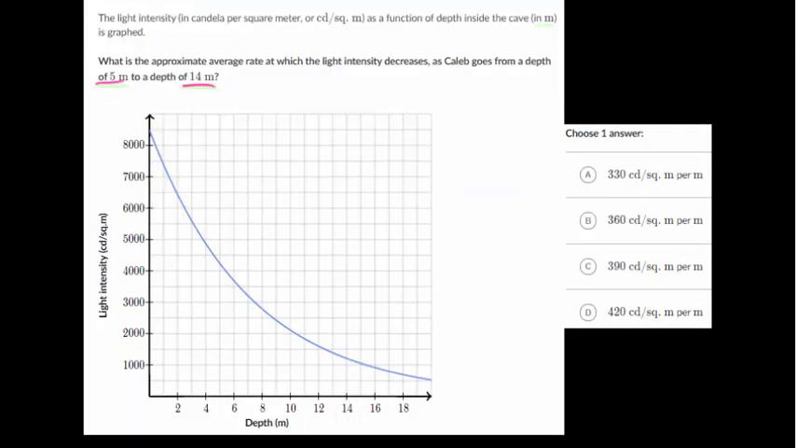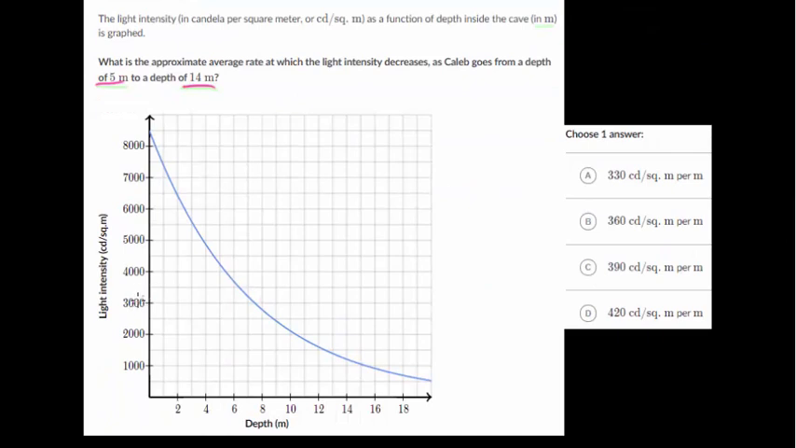So let's familiarize ourselves with this curve here, this graph. We know that the horizontal axis, that's our depth, and the vertical axis, that is the light intensity. So it seems like as he goes further into the cave, there is much less light intensity. It's highest when he enters, and after what looks like 20 meters into the cave, it's at its lowest point. But we're wondering, what is the average rate at which it decreases between a depth of 5 meters and 14 meters? So let's plot those points.